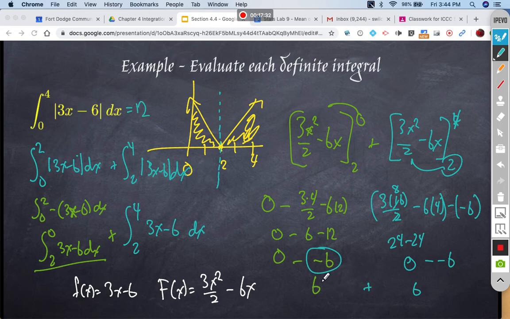And hopefully it makes sense that if you look at this, the area under this side is equal to the area under this side because we got symmetry going on here. But sometimes we have to break up these functions when we're doing this to make it make some more sense.